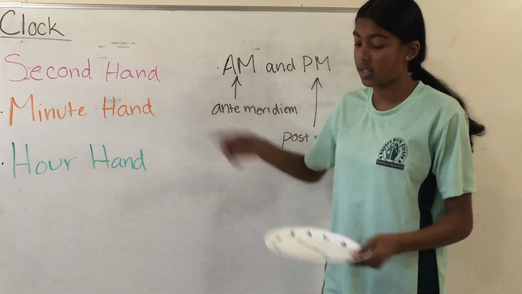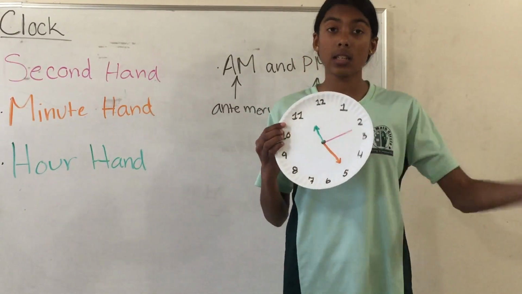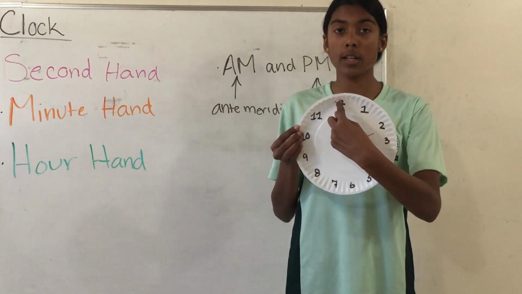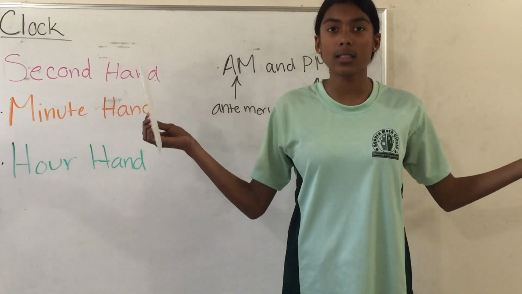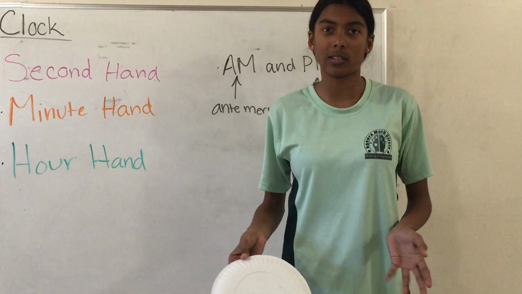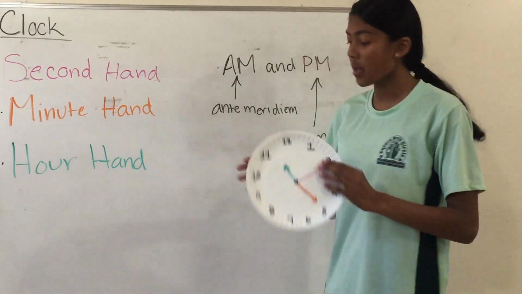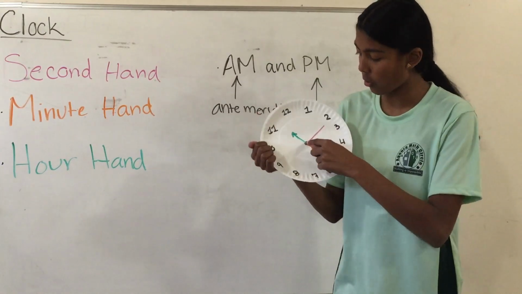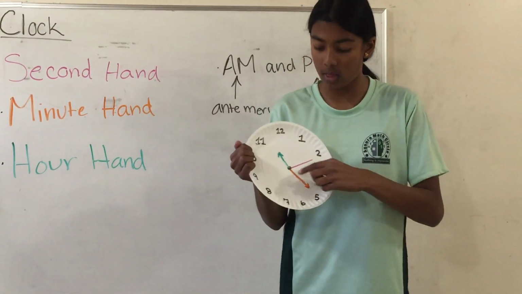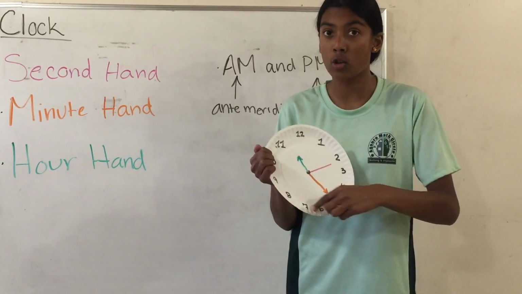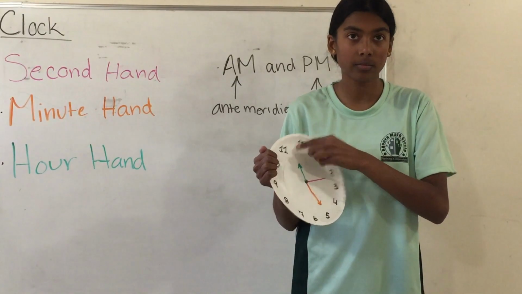So first of all, we have our second hand, which is this pink thing right here. It takes 60 seconds for it to start at 12 and make a rotation and come back. It's that tick-tock sound you hear when you're listening to a clock. Then we have our minute hand, which is this orange thing right here. It takes 60 minutes for this orange hand to go all the way around and come back to 12.